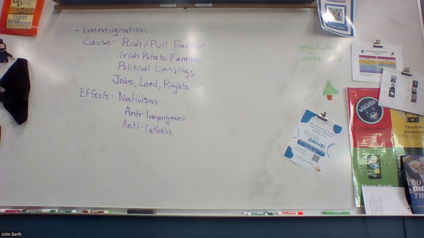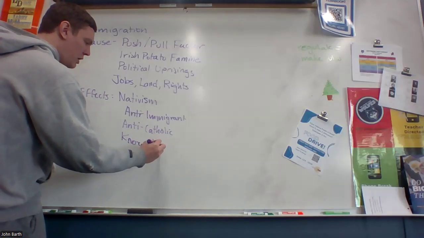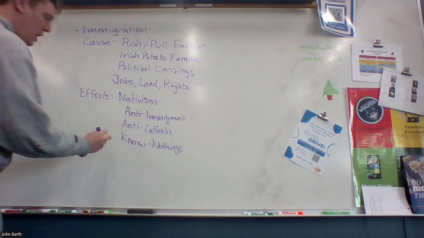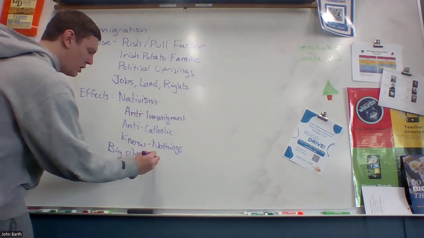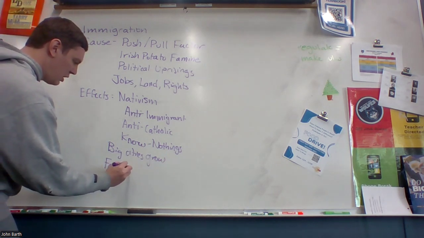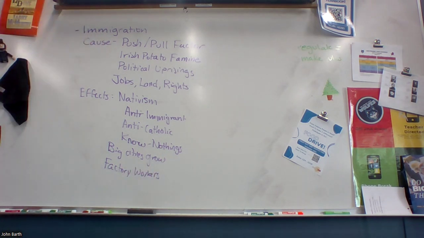In fact, they even create their own political party during this time. What was that political party called? The Know Nothings. And other effects we see: big cities grow, and we see workers in factories. Okay. Questions about some of the causes and effects of immigration in the 1840s and 50s?